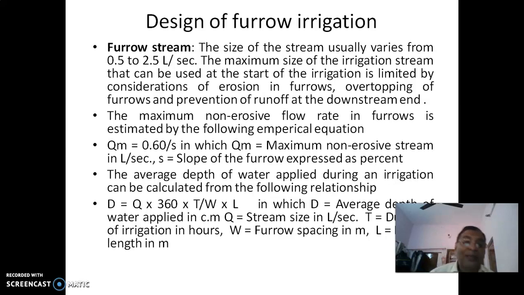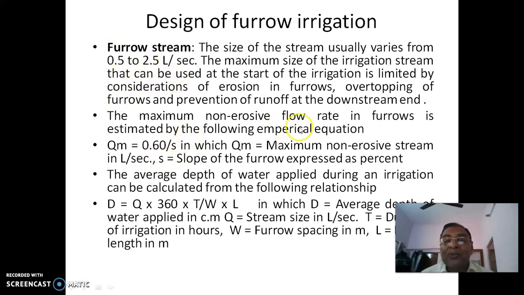Not only erosion at the upstream end, but at the downstream end you have a lot of runoff. You cannot prevent it because all this water goes and settles at the downstream, particularly at the greater slopes. So that is why your stream size is limited.